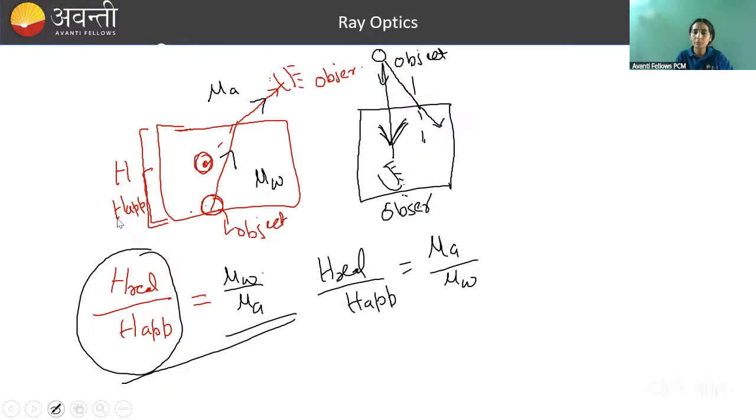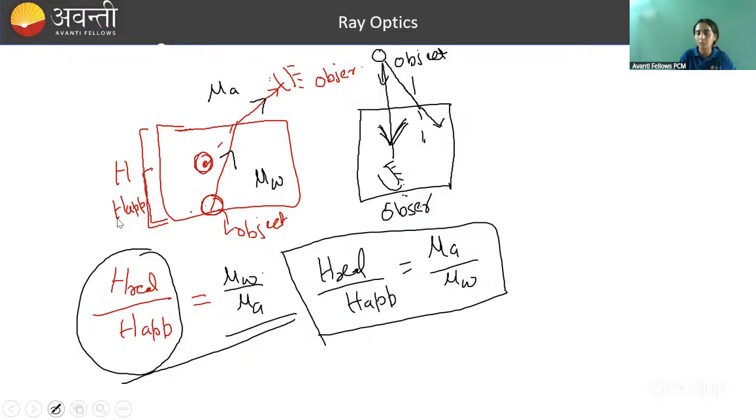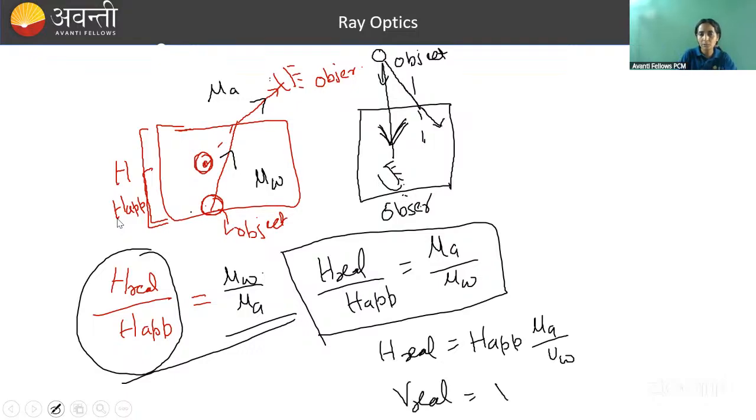Now what is the concept of velocity? So अगर हमें displacement का relation पता है, how do we calculate velocity? Simply by differentiating with respect to time. So H real is equal to H apparent, mu A by mu W. Now differentiate both sides with respect to time. This will become V real and this will become V apparent and this is equal to mu A by mu W in this case, right?